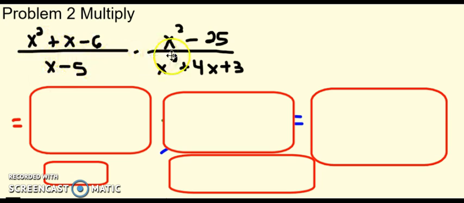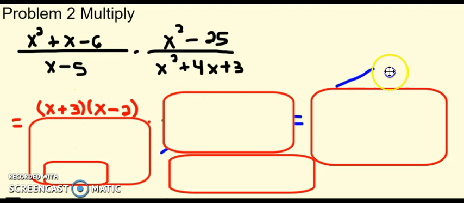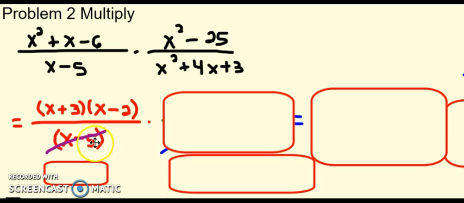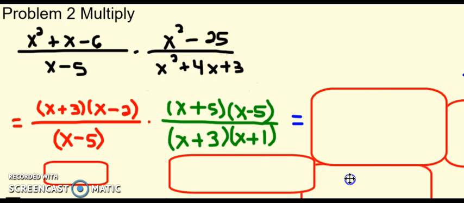In problem number 2, we're going to multiply these two rational expressions. And I notice right away, x squared plus x minus 6, I can factor that. So I'm going to factor that to x plus 3, x minus 2. And then x squared minus 25, that's a conjugate. So I get x plus 5, x minus 5. And then what multiplies to 3 and adds to 4? x plus 1, x minus 1.